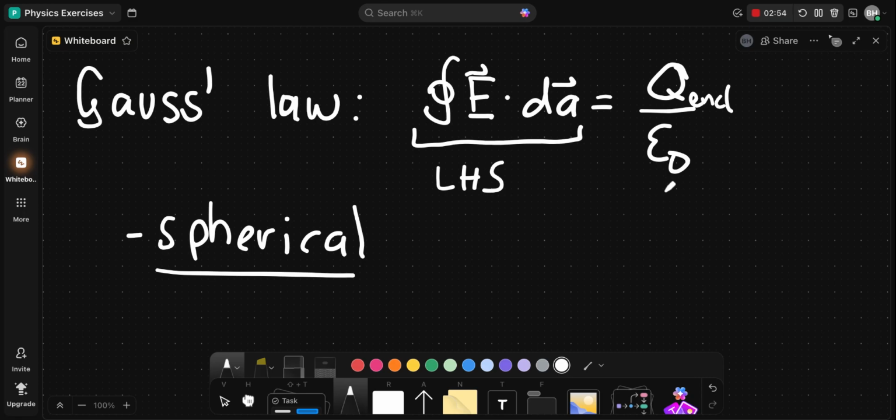Okay, but there are two difficulties that students often encounter with Gauss's law. One is how to do the left-hand side flux integral. The other is what is meant by enclosed charge, but that's going to be in a later video.